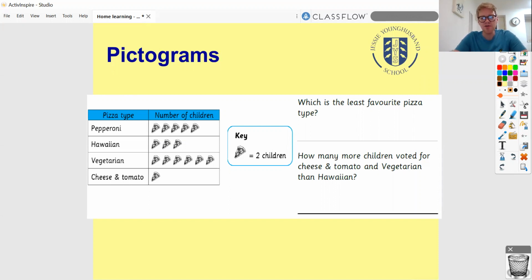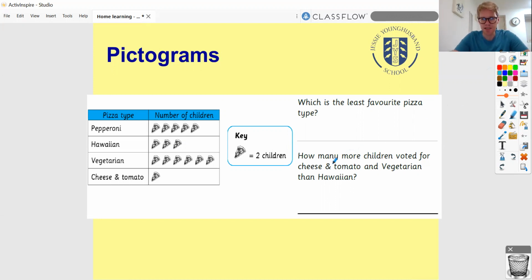How many more children voted for cheese and tomato and vegetarian than Hawaiian? So there's a little bit of adding up and subtracting to do there. That's a 2-step problem. So can you pause the video and just have a quick go at that one now? How many more children voted for cheese and tomato and vegetarian than Hawaiian?